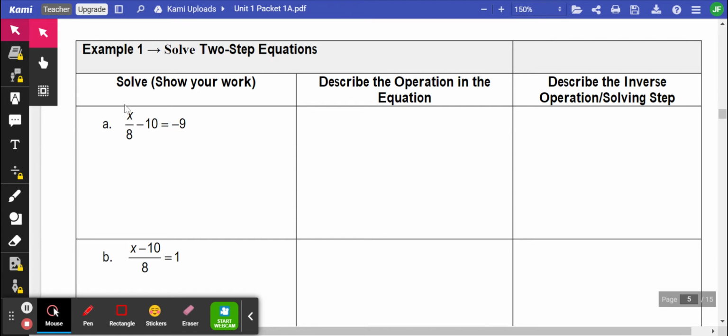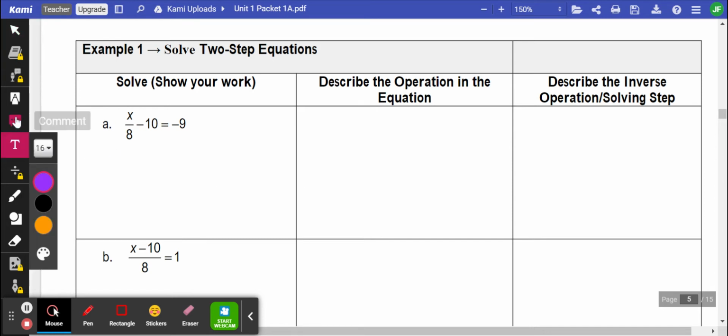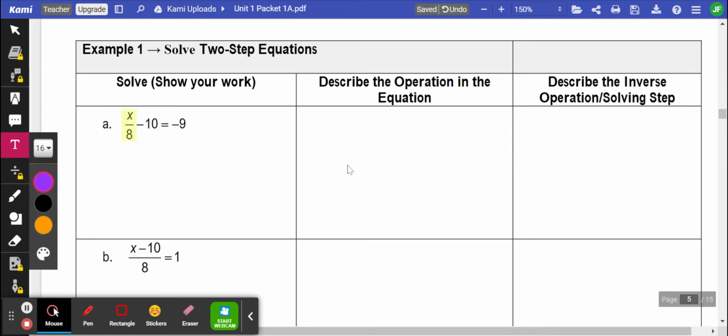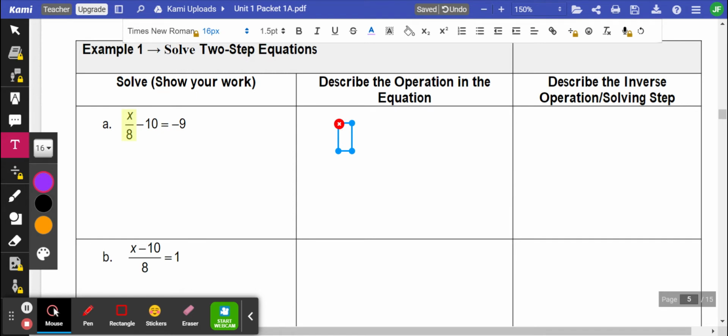Let's go ahead and look at some equations. The first is x divided by 8 minus 10 equals -9. We're going to describe the operations in this equation before we do anything else. I always tell students to start with the one that's closest to the variable. So x and 8 are the closest, so we say divide by 8 first. For our second step, we look at the next number, working our way out. So the next step would be subtract 10. And then we should get our answer of -9.